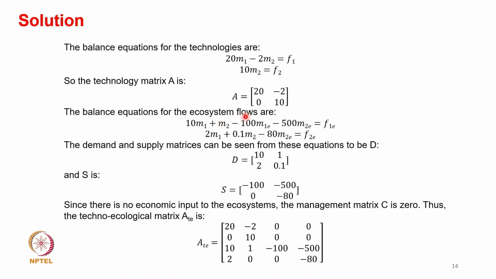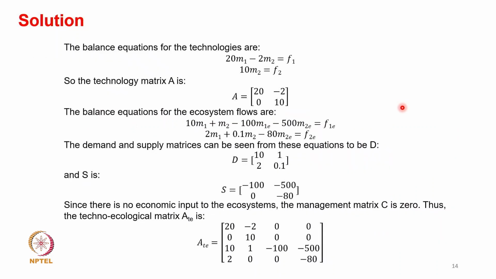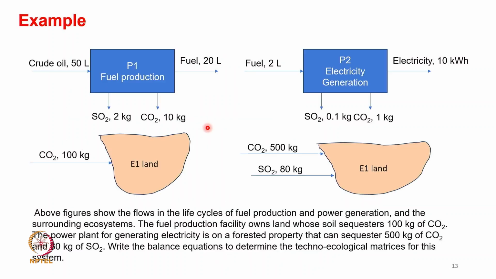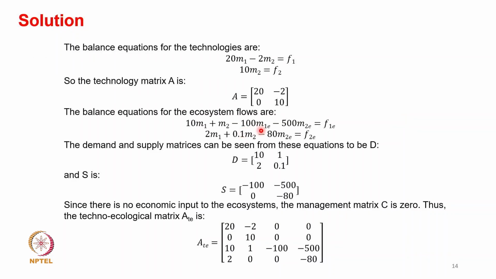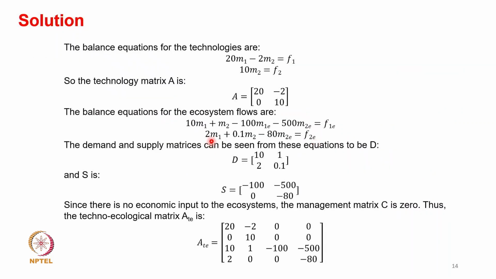The balance equations for ecosystems would be, so you have CO2 emissions and SO2 emissions. It would be 10 m1 plus m2 minus 100 m1e minus 500 m2e, which is equal to f1e. So you have sequestering 100 and 500. First we are only writing the CO2 balance, generated and sequestered. Now doing the same thing for case 2, which would be 2 m1 plus 0.1 m2 minus 80 m2e, which is f2e. So you can see over here.